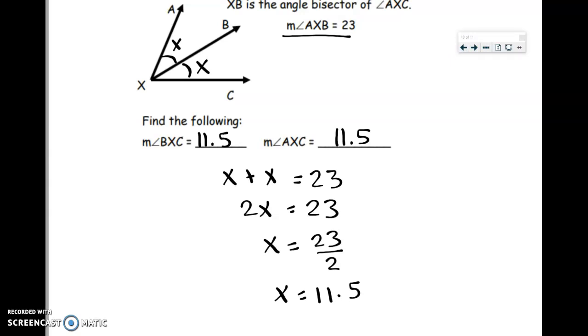Whoop. I did not do that right, did I? AXB is 23, so I wrote these all wrong. My bad. Scratched all of that.